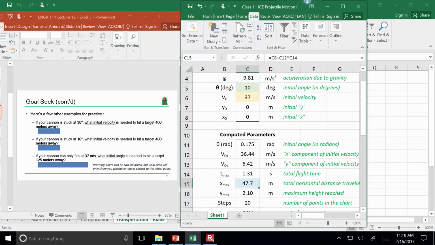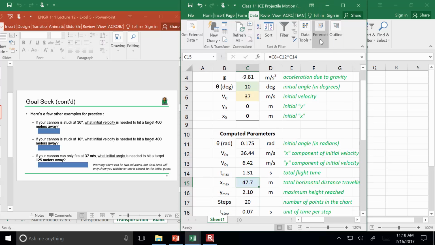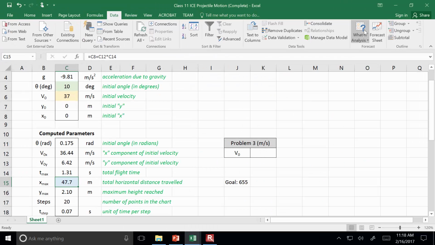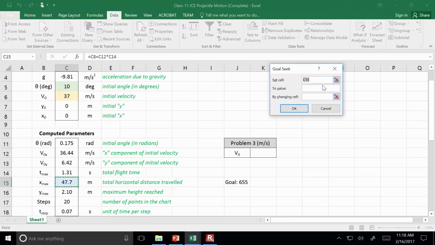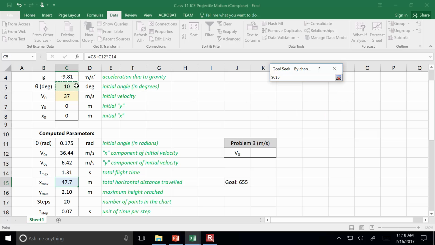Okay, so I'm going to go to Data, What If Analysis, Goal Seek. I want the goal to be 125, right? Yep. By changing the angle. Now my guess was 10. That was just the number that was in there at the beginning.